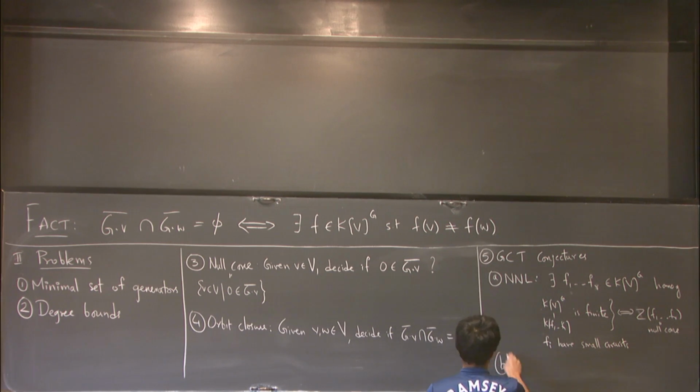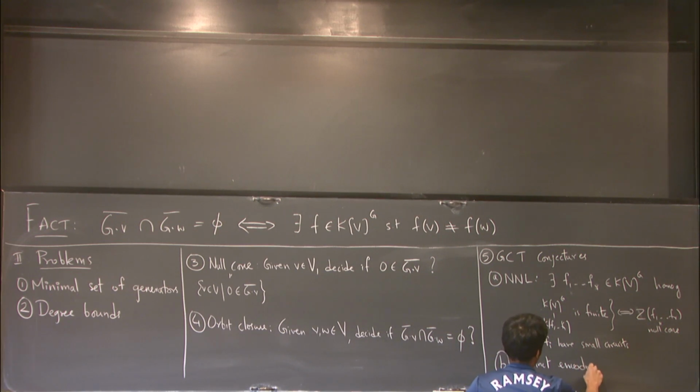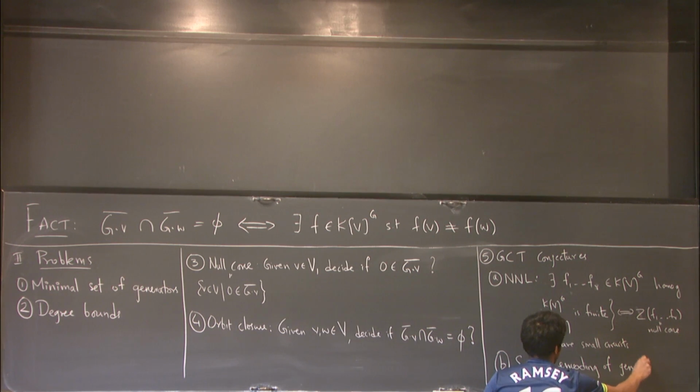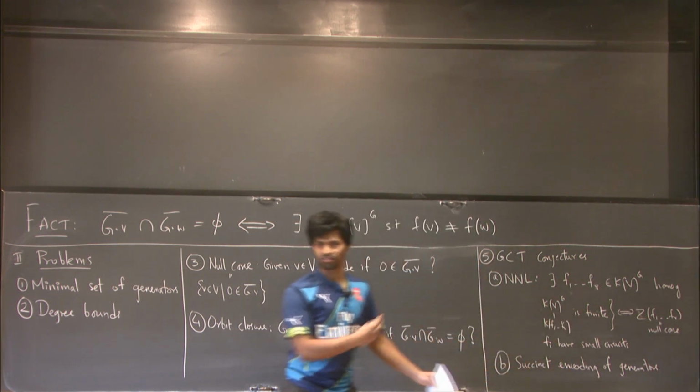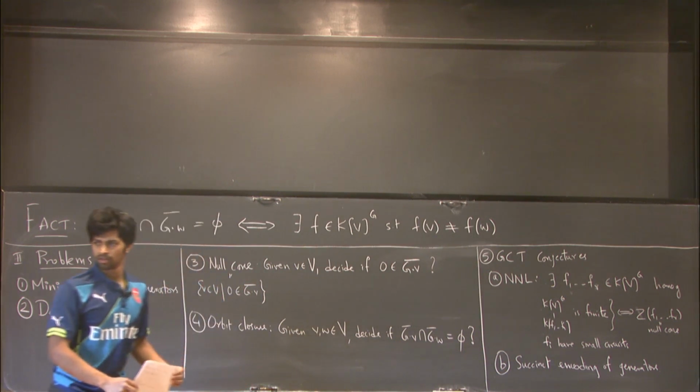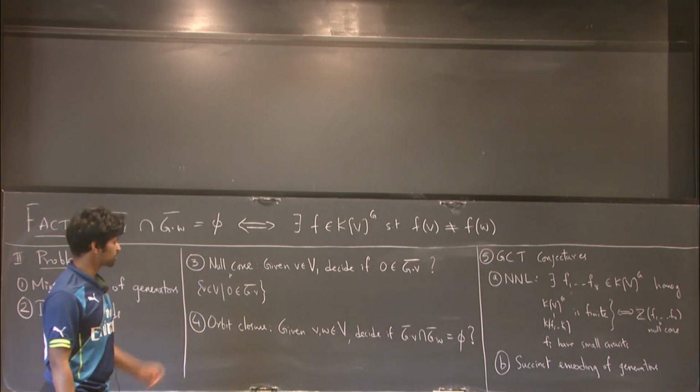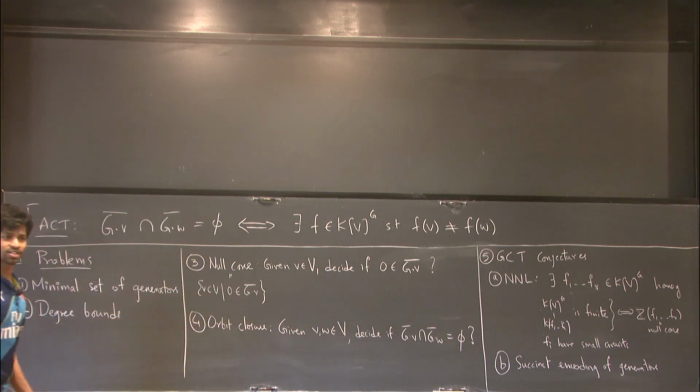Another conjecture that this approach makes is that it asks for a succinct encoding of generators. That's another conjecture. And I won't tell you what a succinct encoding is, but I will explain it to you in one example, so you will see what kind of things they're looking for. All right? So these are the kind of problems we're interested in. Now I will show you some cases where we can do some of these things, and then some cases where we can't.